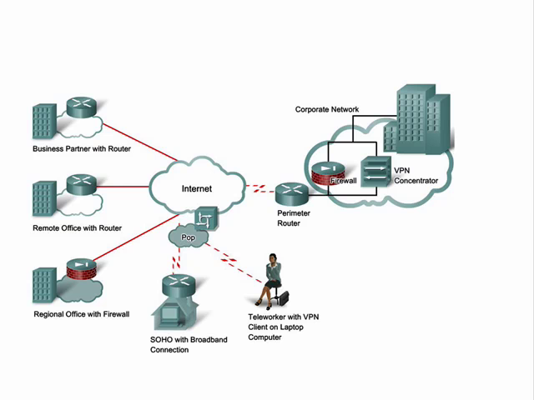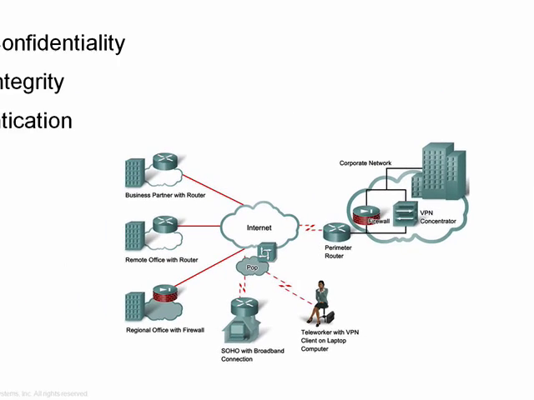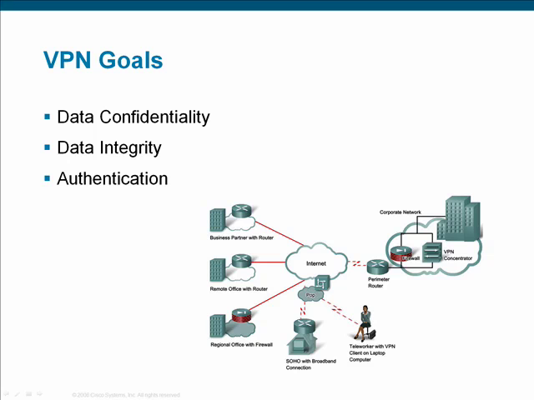Because the public internet infrastructure is used for VPN data transport, there is always a chance that data traveling on this network can be intercepted and manipulated. As a result, security is the cornerstone of all VPNs. The three main goals of VPN security are data confidentiality, data integrity, and authentication.